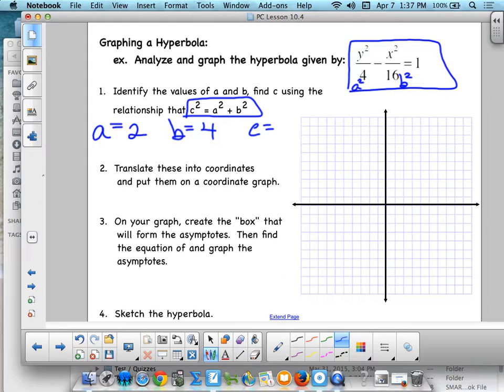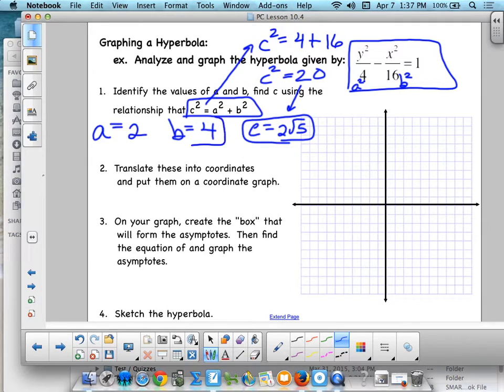4. What's c? Look, see this? c squared equals a squared plus b squared. Just follow the formula out. c squared equals a squared, 4, plus b squared, 16. c squared equals 20, or better yet, c equals 2 square root of 5. Okay, got it. I got my a, b, c. Every time you start a problem, you better know a, b, c.